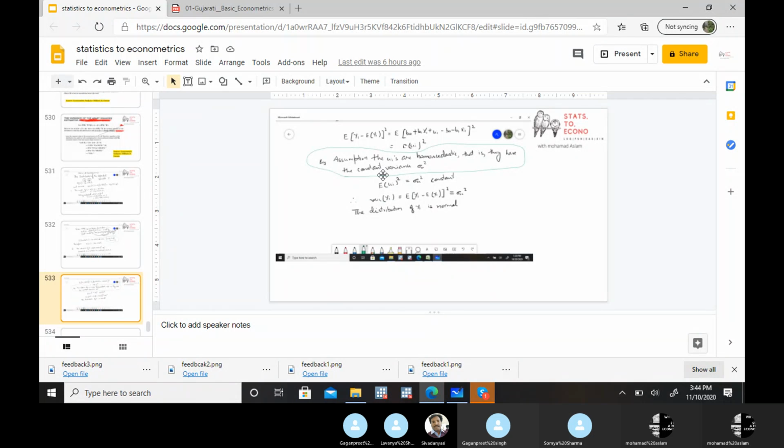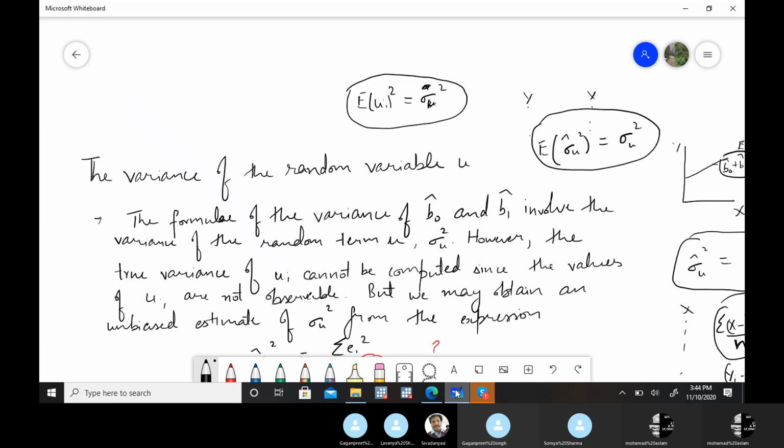The variance of yi, or the variance of the residual term of the sample, is equal to the true population parameter, but not for all the samples. But if we take an average of all the samples' residual variances, that is equivalent to the population residual variance. This proof I'm going to do.